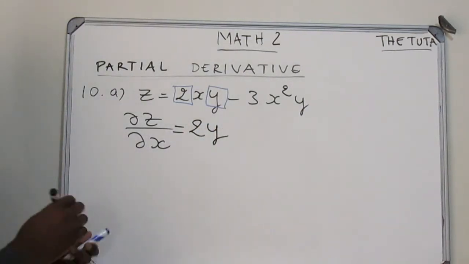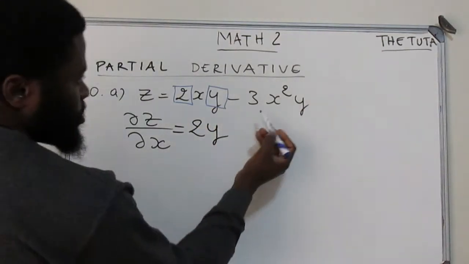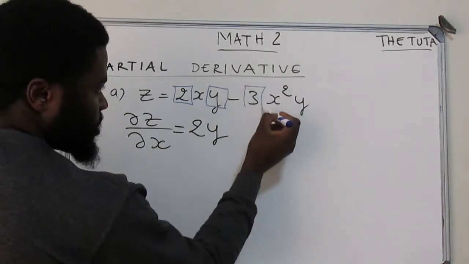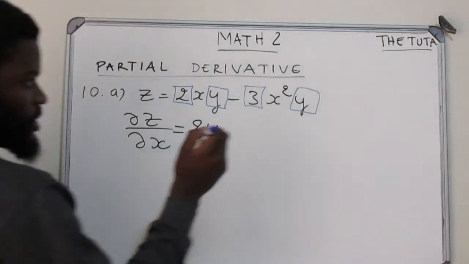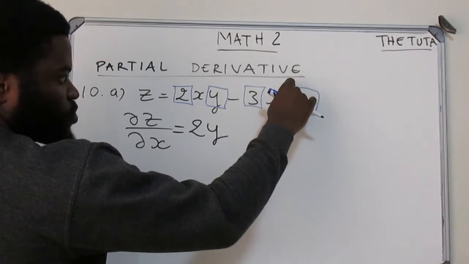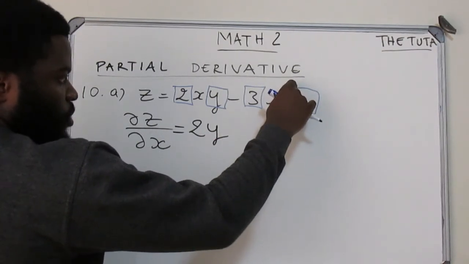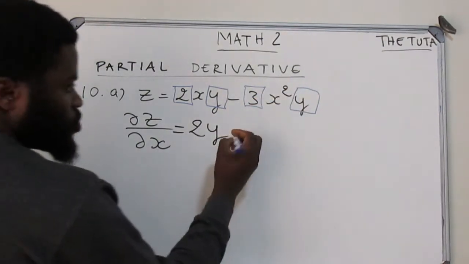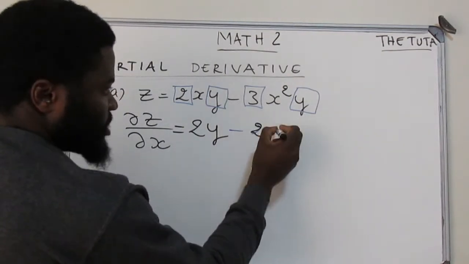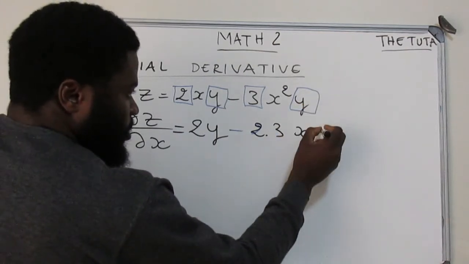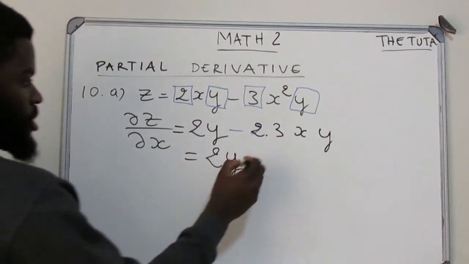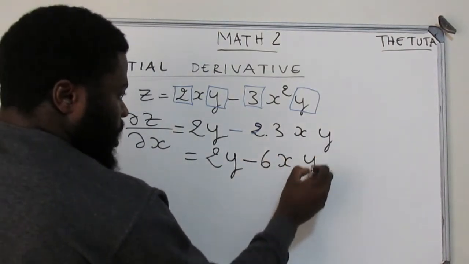Now, the next part here, you regard y also as your constant. 3 is also a constant, so these two are the constants. And now you have to derive this x squared, because you are regarding y as our constant. When you are deriving x squared, the 2 will come down, and we multiply the 3, then x, and then y. So finally you have your answer as 2y minus 6xy.